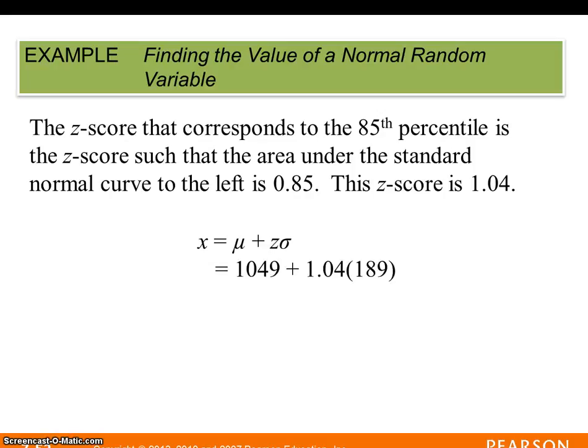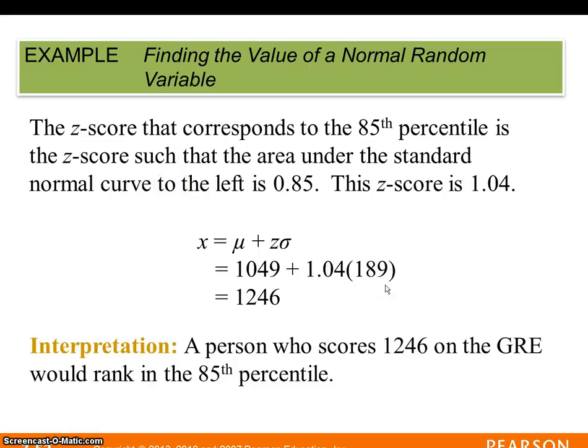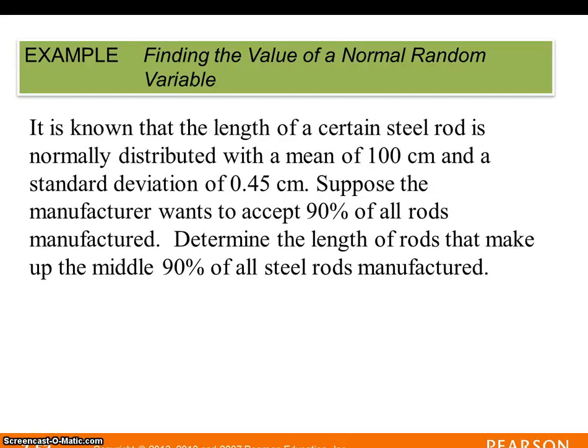And then just take the mean plus the z-score times the standard deviation, and that will give you the x value. So a person who scores 1246 on the GRE would rank in the 85th percentile, meaning that 85% of the people who took the GRE did worse than that person, and 15% did better. Let's look at another example here.